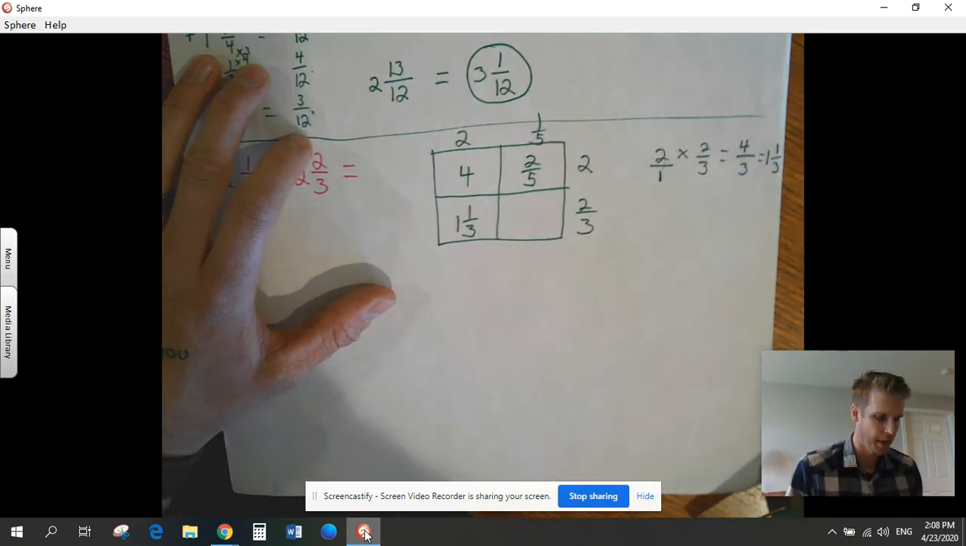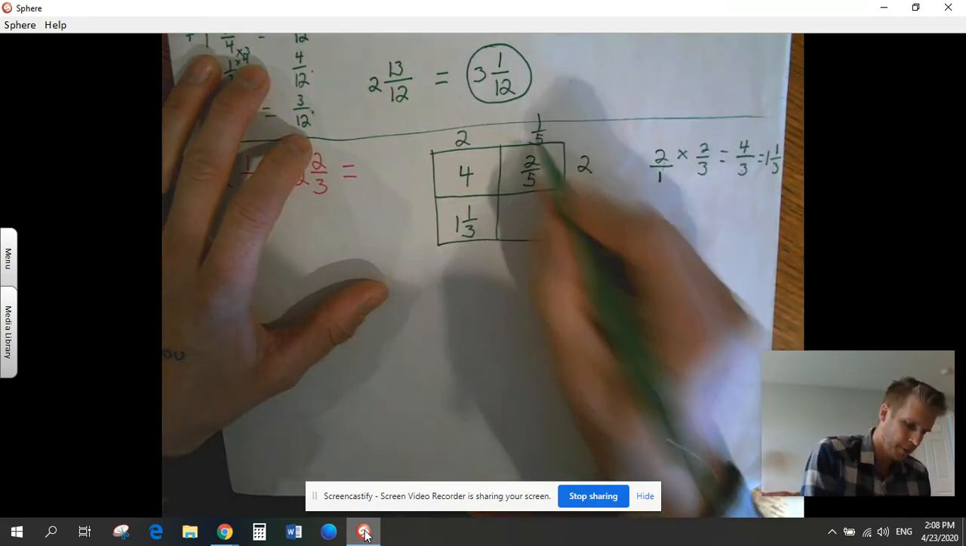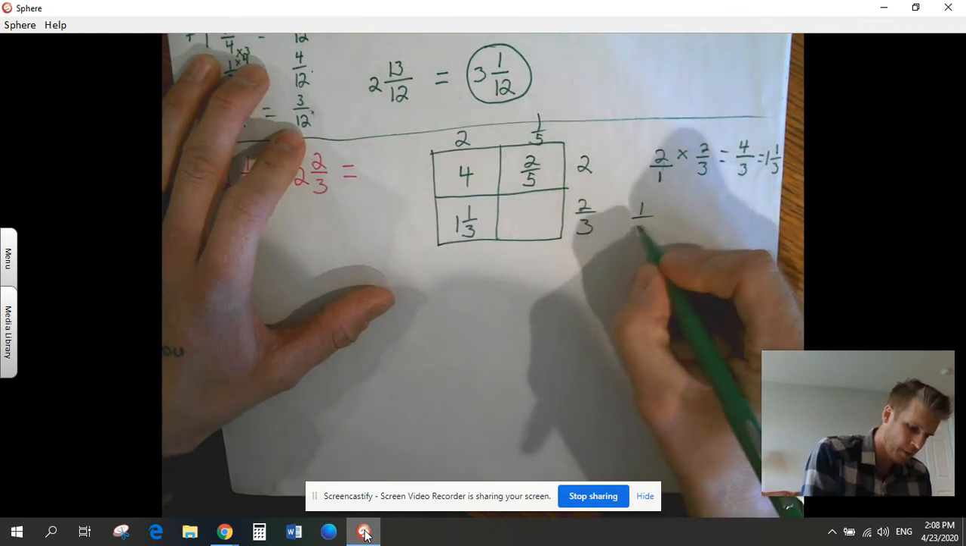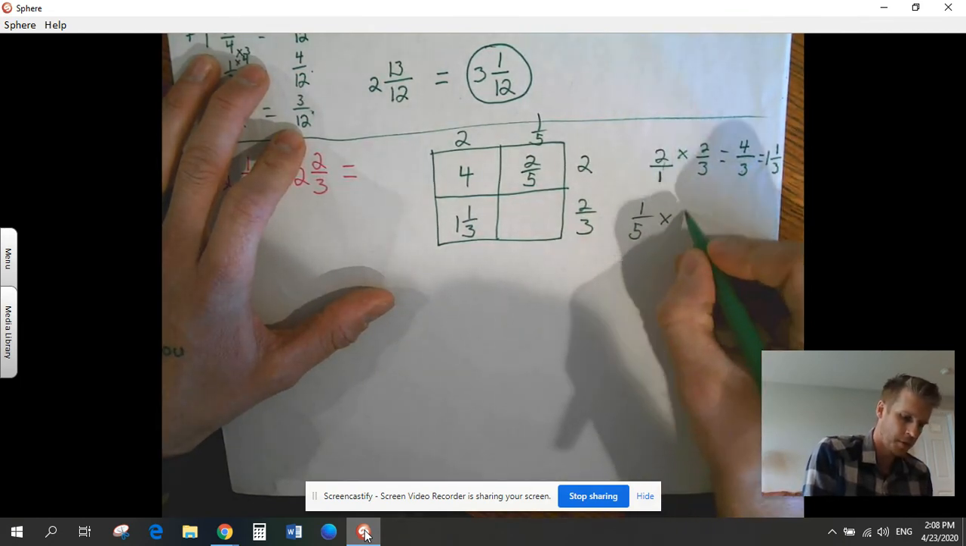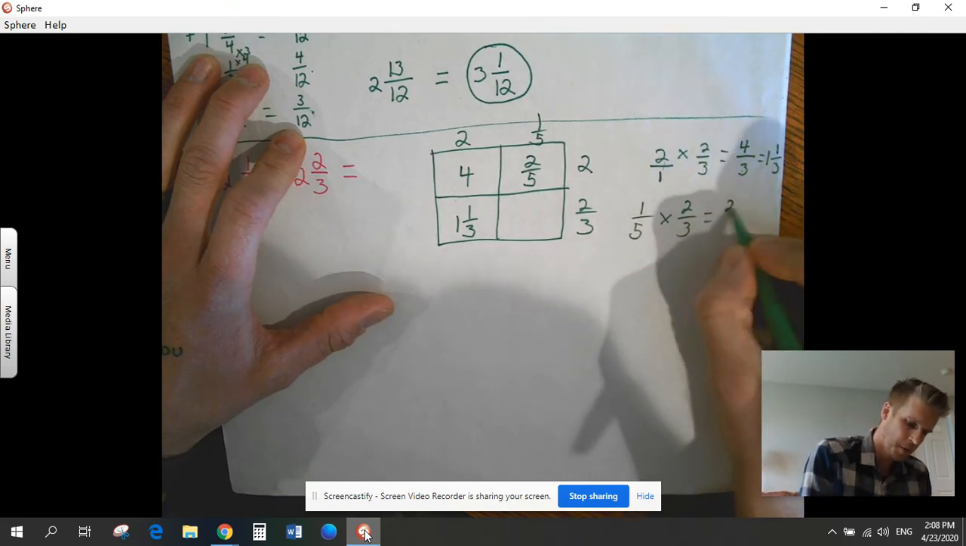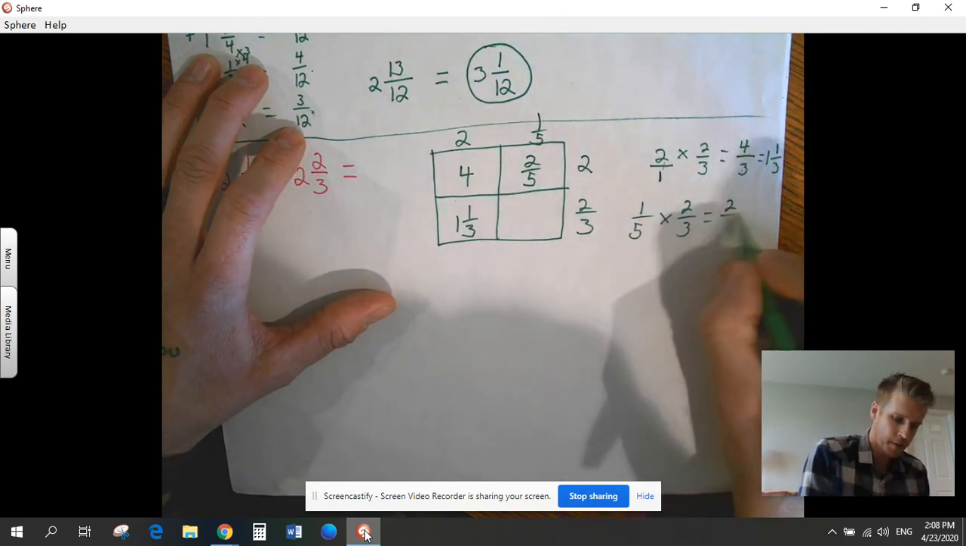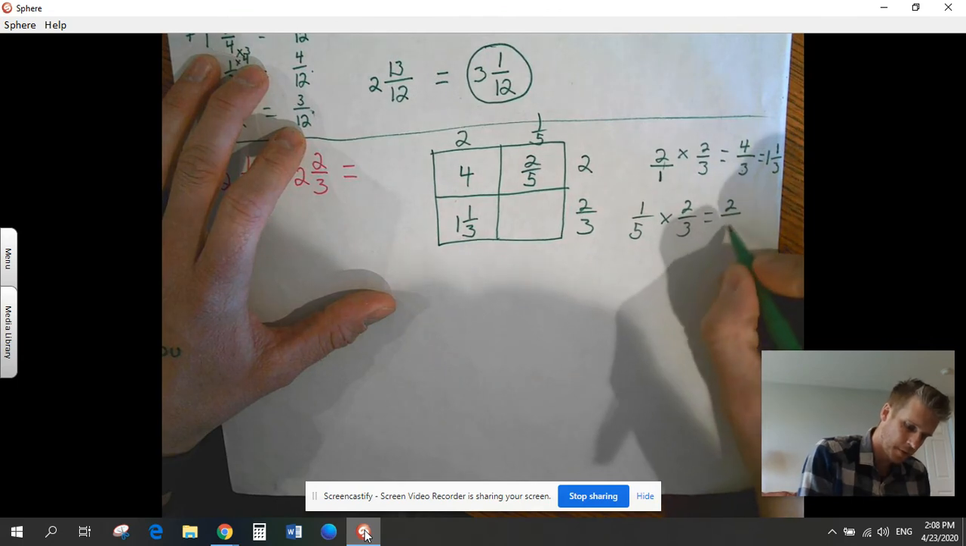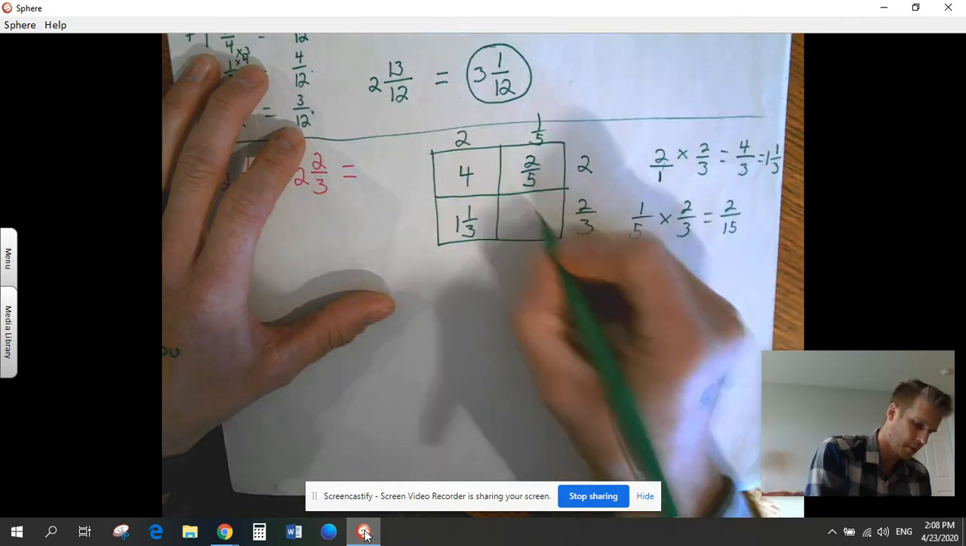All right, last box. We have 1/5 times 2/3. Definitely writing that out. 1/5 times 2/3. 1 times 2 equals 2. 5 times 3 equals 15. 2/15. Great.